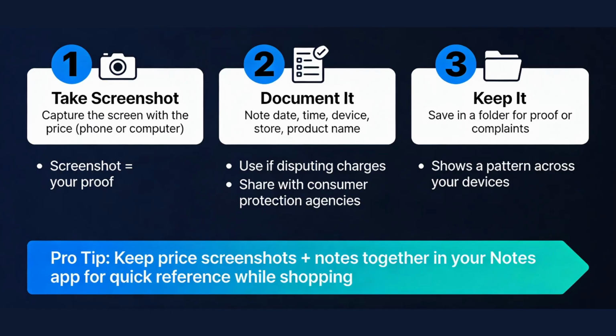Take a screenshot, capture the screen with the price on your phone or your computer. Now that's your proof. Document it. Note the date, the time, the device, the store, and the product name. Use this if you're disputing charges, or share this with consumer protection agencies. Also keep it. Save it in a folder for proof or complaints. It shows a pattern across your devices. Here's a pro tip. Keep price screenshots plus notes together in your Notes app for quick reference while shopping.